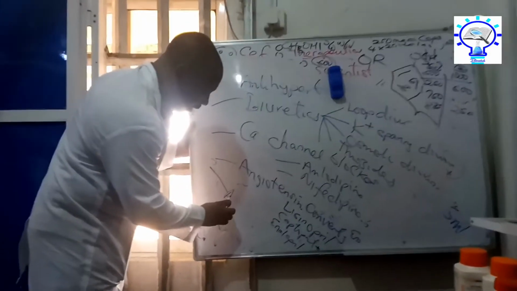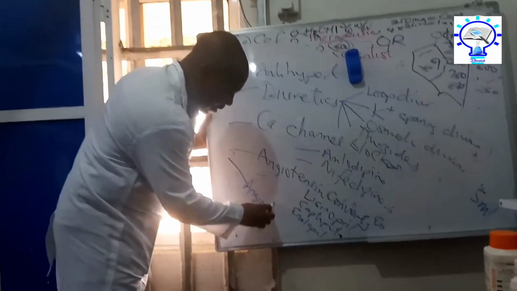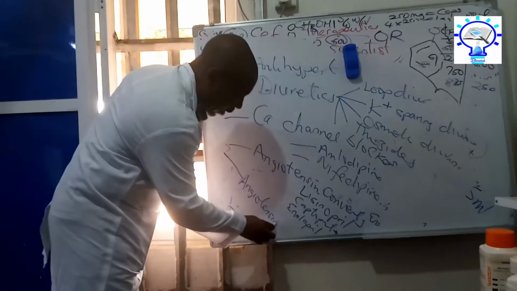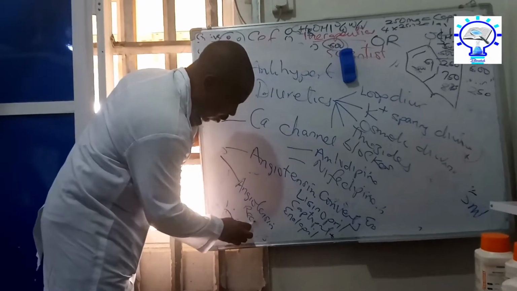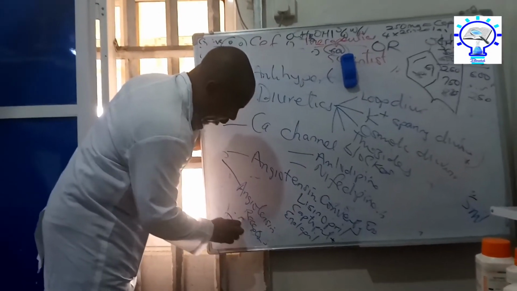Yes, we always combine amlodipine with lisinopril. You can even combine nifedipine with lisinopril. You can pick one here and come and pick one here. That is allowed. But if you are putting a loop diuretic, you can't join them with the angiotensin receptor blockers.